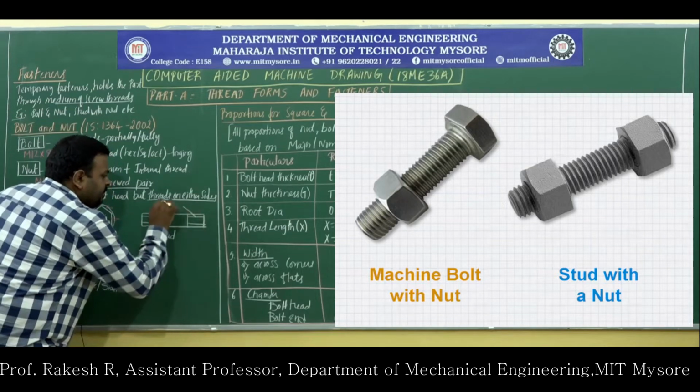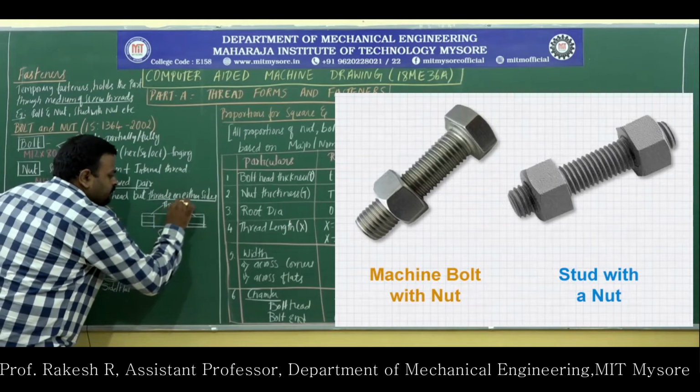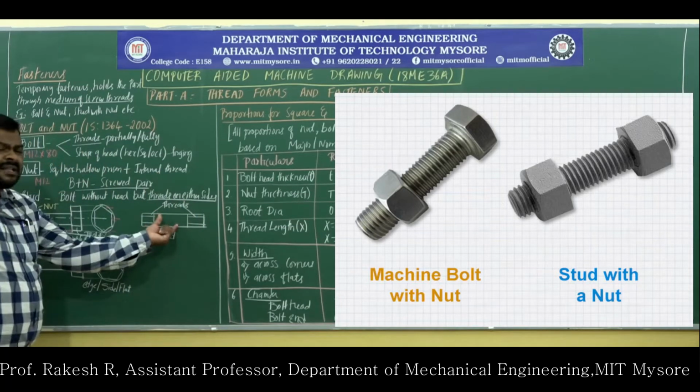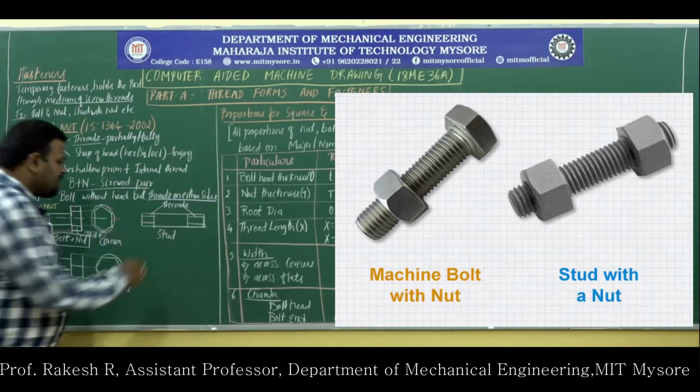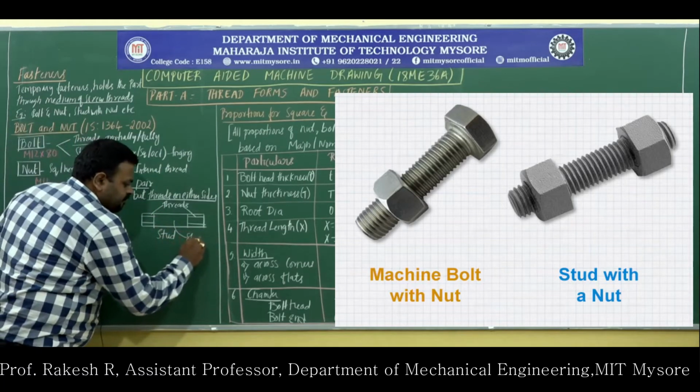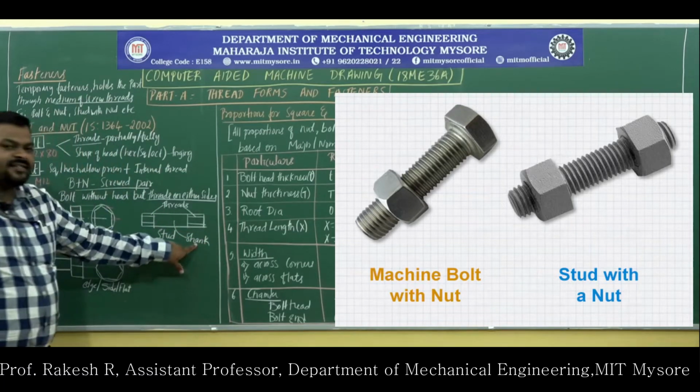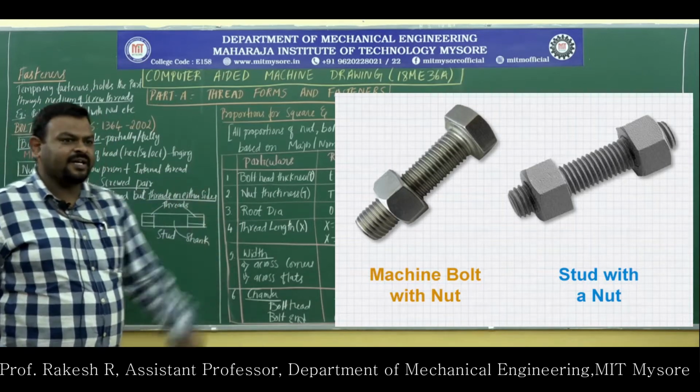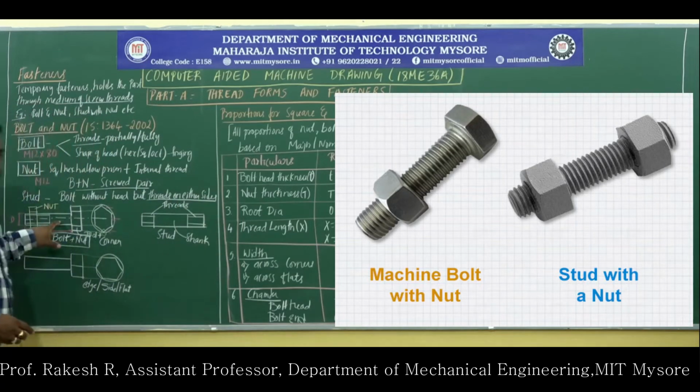So here there are 2 threaded portions. In between there is no thread, it is having only a shank. Shank is the unthreaded portion of a component. So here also this part is called the shank. Shank is the unthreaded portion left out, the distance between the threaded one and the head. So this is the unthreaded part.